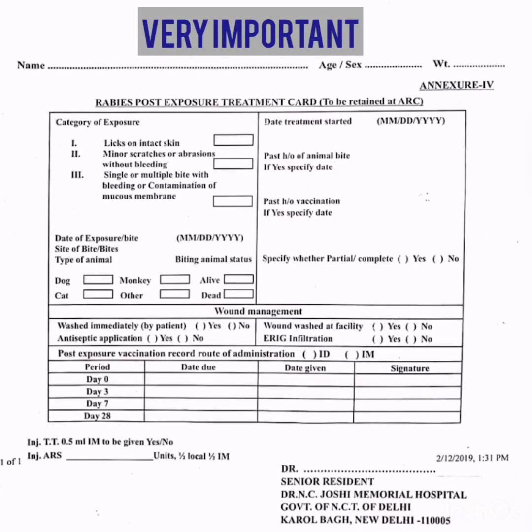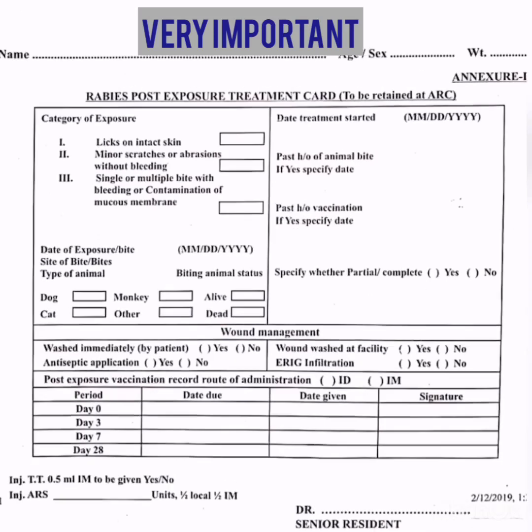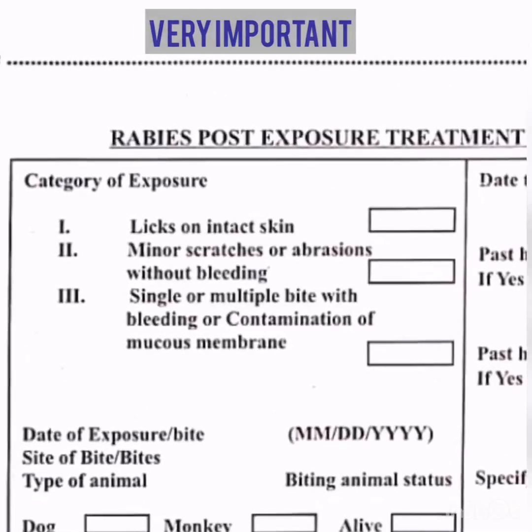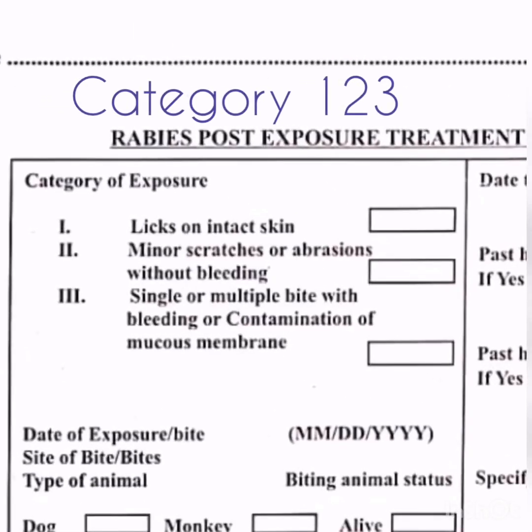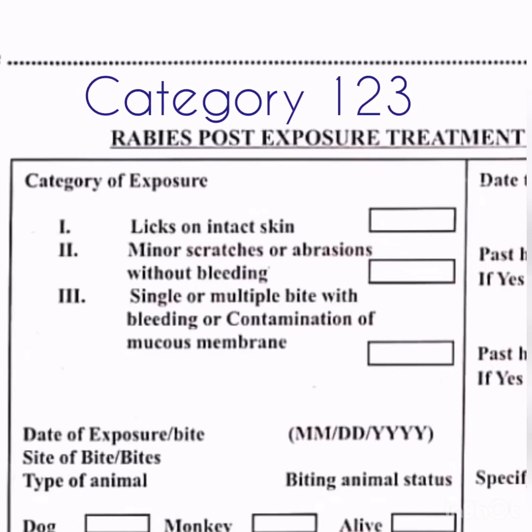As you can see in this picture, this is everything you need to know regarding rabies post-exposure treatment. I'll zoom the picture a little. See, this is category 1, 2, 3. It's very important that you know which category the patient is landing into. According to that, you will give the vaccines or serum to the patient.